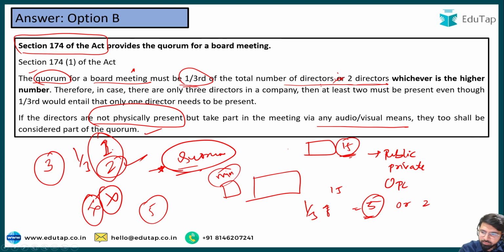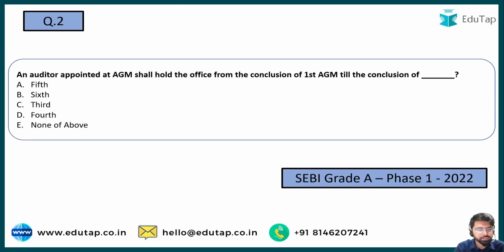So friends, this is a very important chapter, board of meeting, from section 173 to 195. You must be thorough with this particular chapter. I hope now you understand this particular question. Let us proceed ahead with question 2.